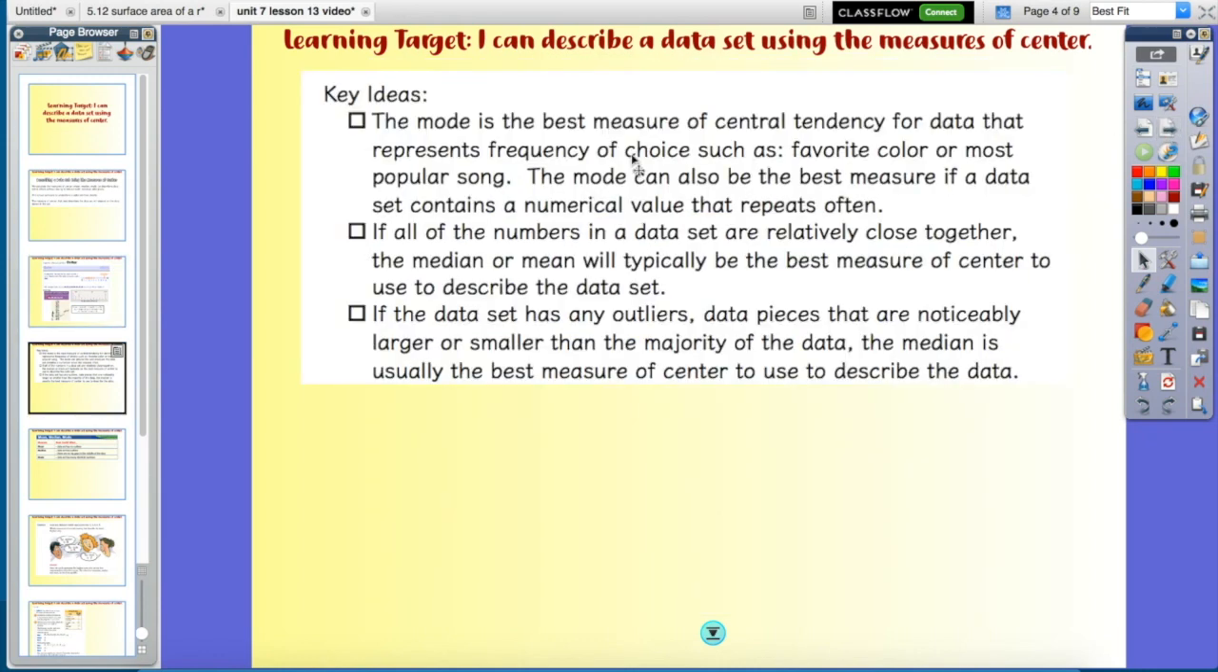So some key ideas. The mode is the best measure of central tendency for data that represents frequency of choice, such as favorite color or most popular song. The mode can also be the best measure if a data set contains a numerical value that repeats often. If all the numbers in a data set are relatively close together, the median or the mean will typically be the best measure of center to use to describe the data set. If the data set has outliers, usually the median works better than the mean.